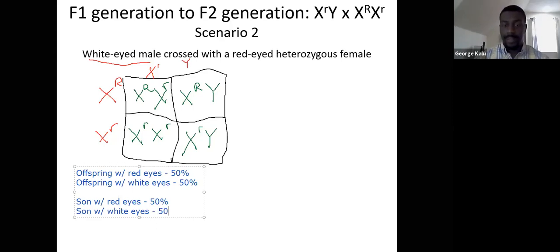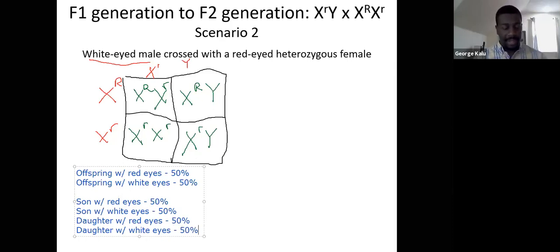Okay. Again, 50%, perfect. It's 50% because we have one of our 2 male boxes containing the white eye allele. What about the chances of having a daughter with red eyes? 100%, right? Because we have one of our 4 boxes containing our dominant allele. And then a daughter with white eyes would be what? Another 50%. Perfect. Because again, one of our 4 boxes contains both recessive alleles.